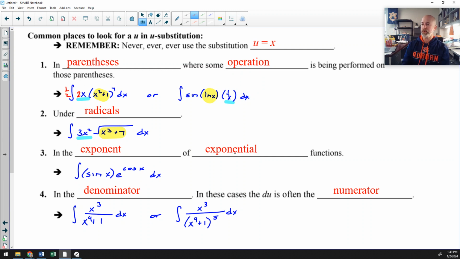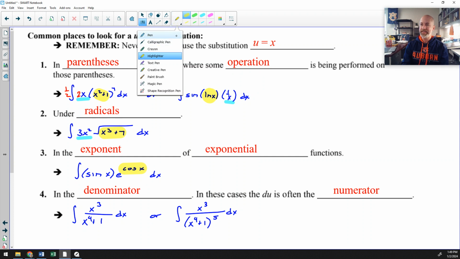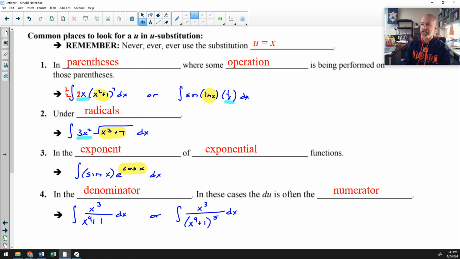Down here in the exponent of an exponential function, instead of just sine of x, it's sine of cosine x, and the derivative of cosine is negative sine, and I have the sine x, so the negative is not a problem. I can put a -1 here and offset that with, to be consistent, 1 over -1, the reciprocal. That's really just a -1 on the outside.